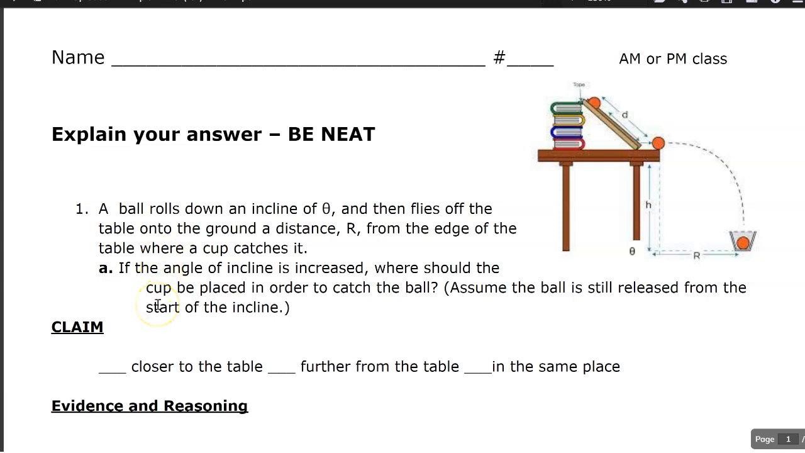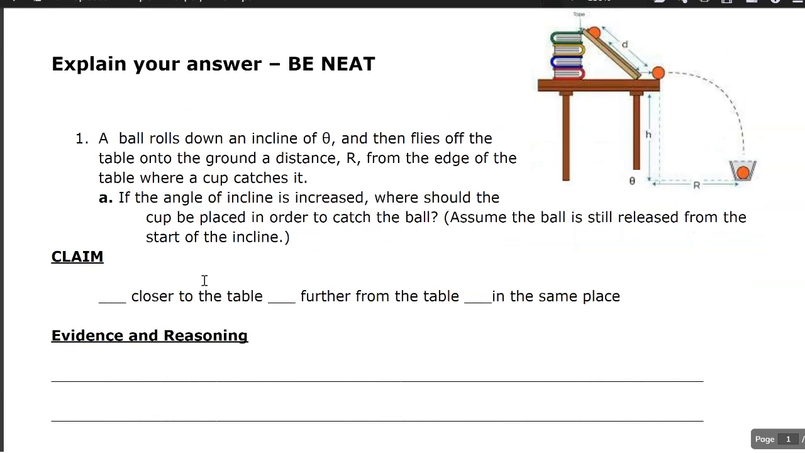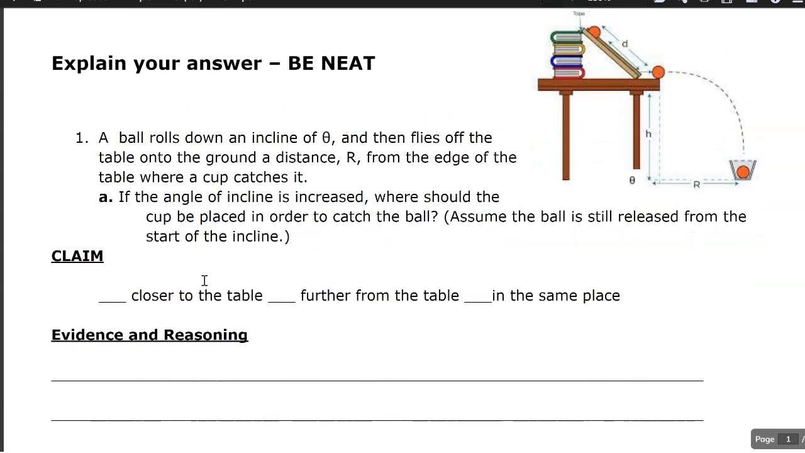Okay, girls, I want to give you a little help on how to do this sheet because I want you to do it carefully and with a certain approach. You're familiar with claim evidence reasoning. We're going to do some claim evidence reasoning on these different physics scenarios.